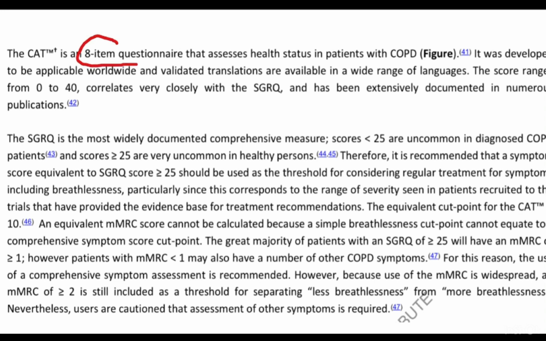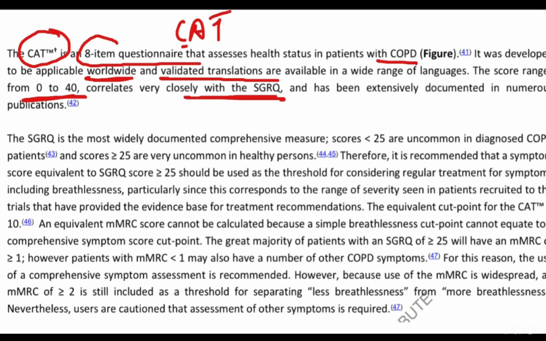So this is an 8-item questionnaire that assesses the health status in patients with COPD. It was developed to be applicable worldwide, and validated translations are available in all the languages throughout the world. The score ranges from 0 to 40 and correlates very closely with the SGRQ, and has been extensively documented in numerous publications. So this is a very standard questionnaire.